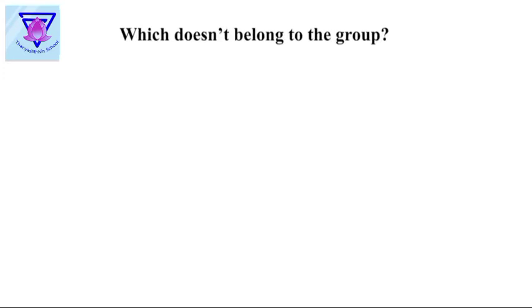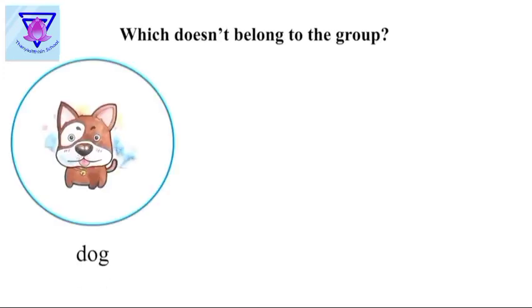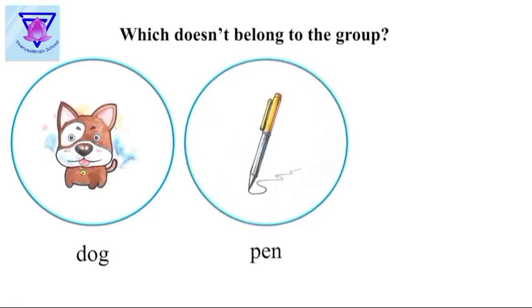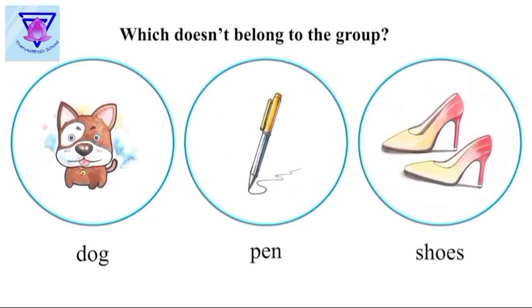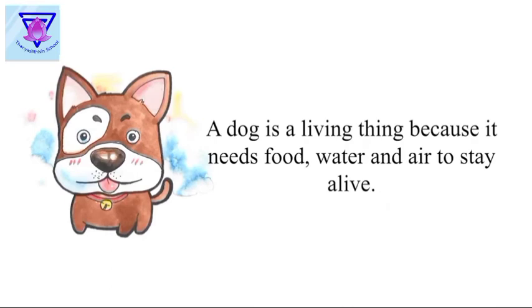Another one. Dog, pen, shoes. Amazing! A dog is a living thing because it needs water, food, and air to stay alive.